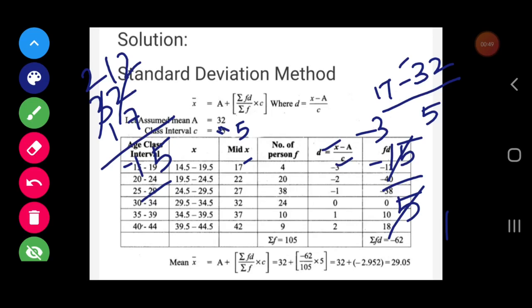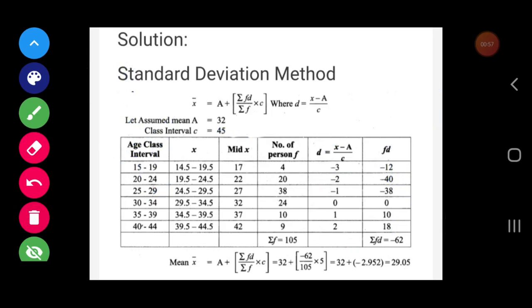Like this you have to find the d values of the remaining limits also. Here it is minus 2, minus 1, 0, 1, 2. Now we multiply the f value and d value: 4 into minus 3 is minus 12, 20 into minus 2 is minus 40, then minus 38, 0, 10, 18. Now we find the summation of f as well as fd. Here it is minus 62, here it is 105.